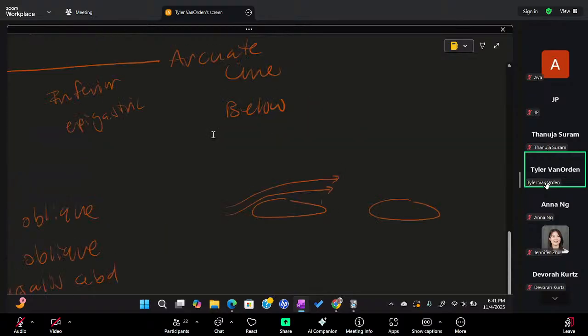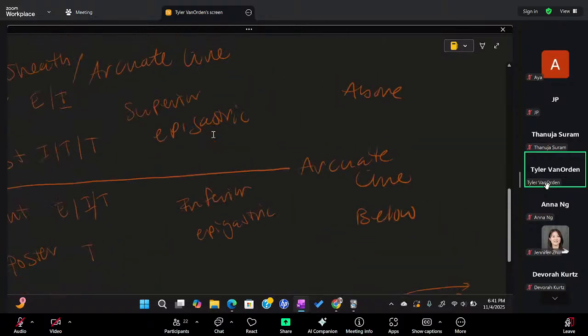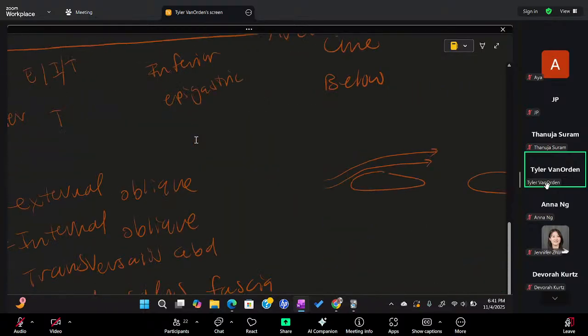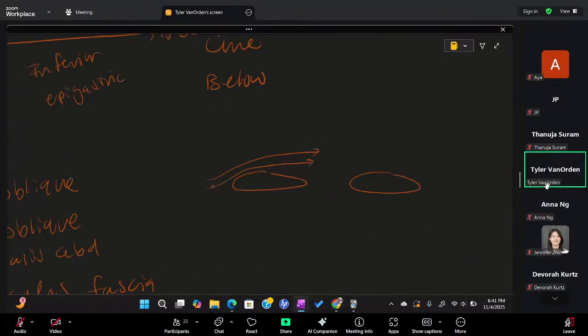So let me show you guys the little thing here. Okay, so two things run anteriorly to the rectus abdominis muscle when you're superior, and then there are three things that are behind it: internal oblique contributions, transverse abdominis, and then the transversalis fascia.